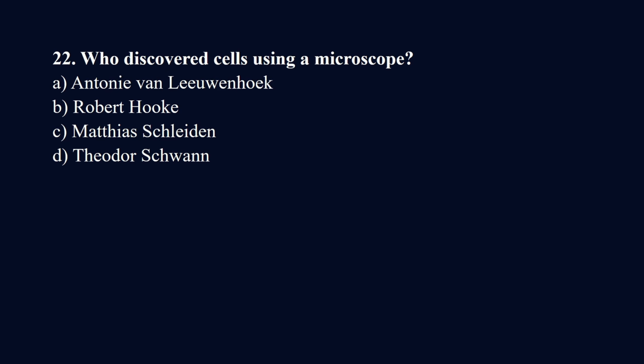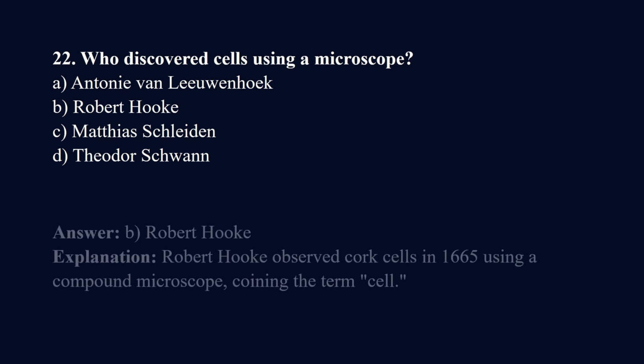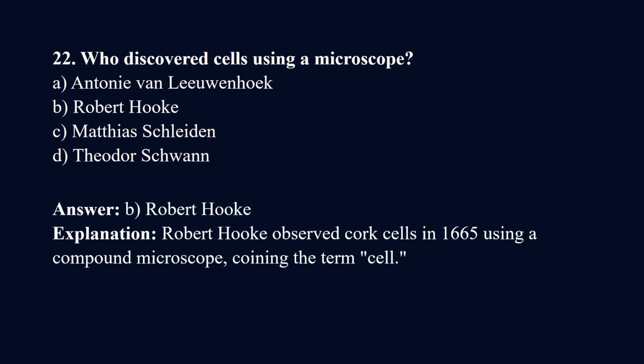Question number 22. Who discovered cells using a microscope? Antony van Leeuwenhoek, Robert Hooke, Matthias Schleiden, Theodor Schwann? And the correct answer is Robert Hooke.